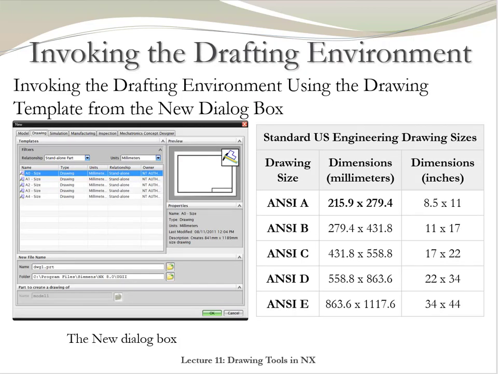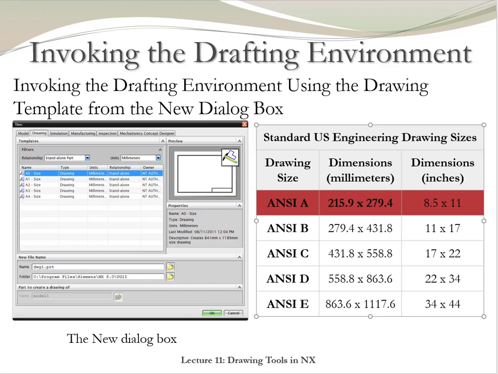When invoking the drafting environment in NX, it is important to use the proper units, which correspond to the units that you use to create your parts, and also to select the proper size of the paper. That depends on what is available for you to print in your application. For letter size, the dimensions that we're going to use correspond to ANSI A, which is also A4 for the millimeter quantities.